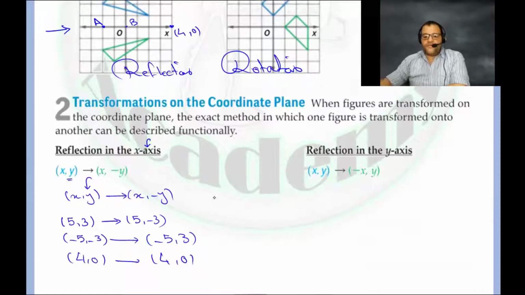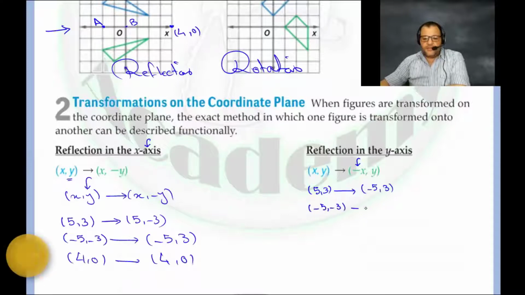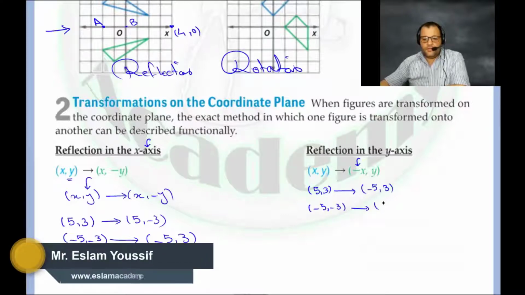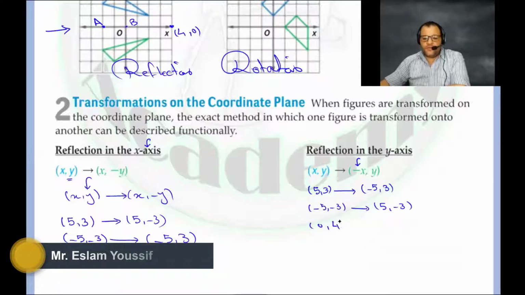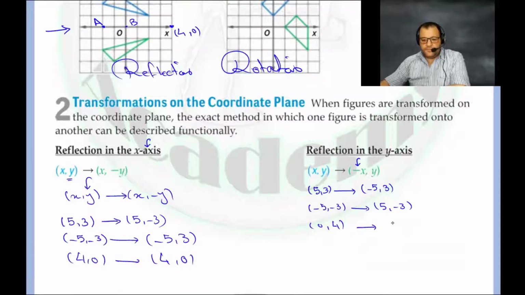Now, if you want to make reflection with respect to the y-axis, all you have to do is change the sign of x. So suppose that we have a point 5 and 3. Its image will be negative 5 and 3. And for negative 5, negative 3, its image will be 5 and negative 3. If you have a point 0 and 4, its image will be 0 and 4, still the same.